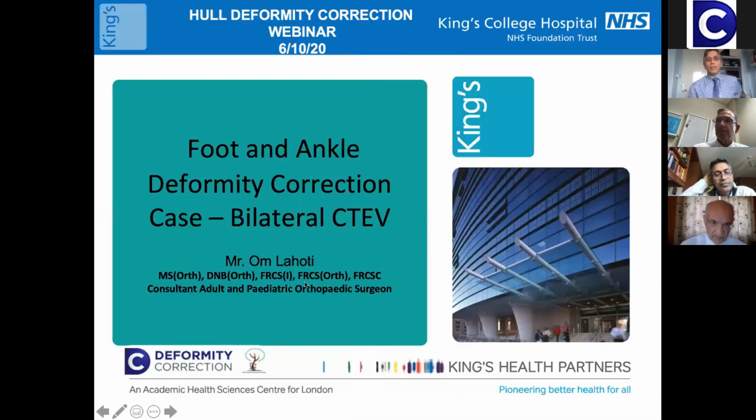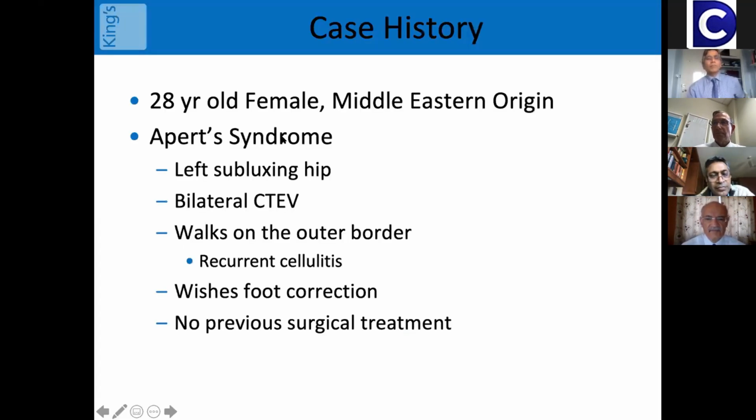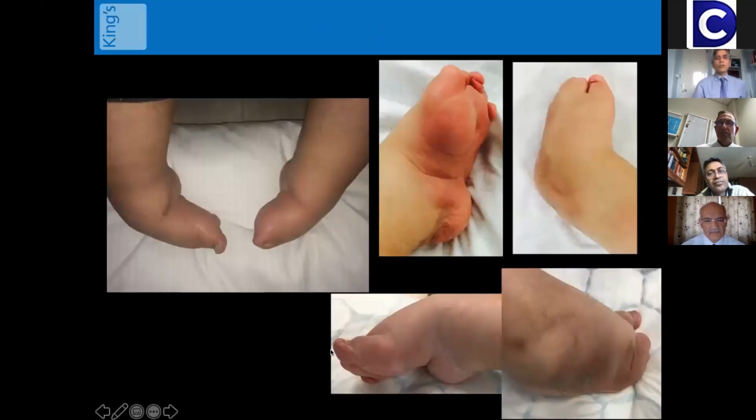This is a case of a 28-year-old, I think, with Apert syndrome, subluxing hip, bilateral CTEV. She never had any treatment for cultural reasons, but the problem she started facing was she was getting admitted to hospital for recurrent cellulitis because she would walk on the outer border, and she just wanted foot corrections. So here is her picture, completely deformed cavovarus feet and syndactyly.